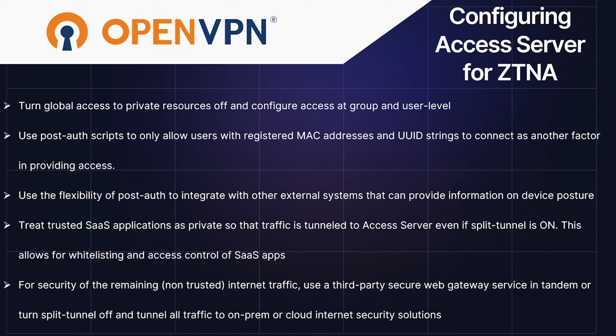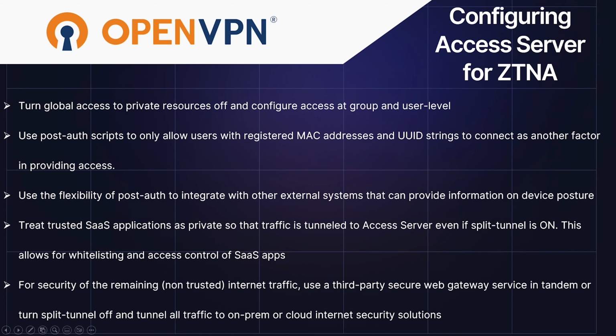Now, you can treat trusted SaaS applications as private. We looked at how we can tunnel that traffic through the Access Server, even if split tunnel is on. And then for security of the remaining non-trusted internet traffic, you can use a third-party secure web gateway service in tandem, or turn split tunnel off and tunnel all traffic to an on-prem or cloud internet security solution. So again, these are some of the suggestions that we covered with Access Server. There is a lot more that can be done.